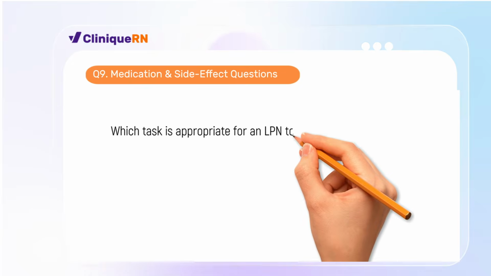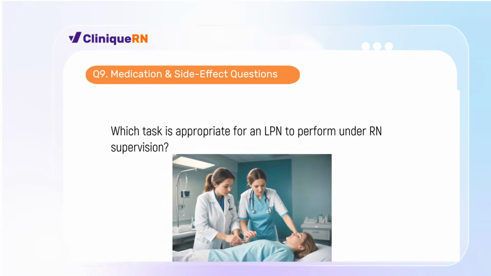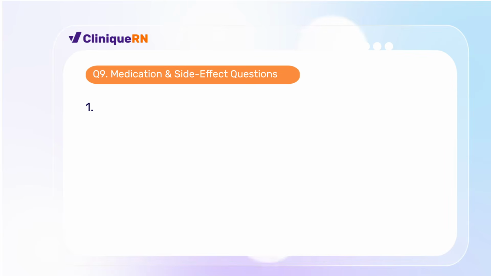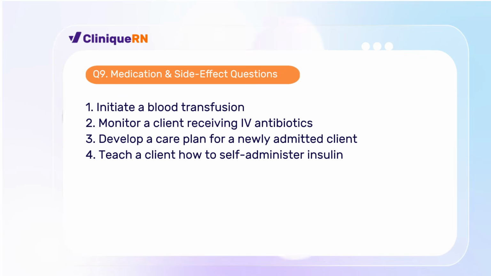Question 9. Which task is appropriate for an LPN to perform under RN supervision? 1. Initiate a blood transfusion. 2. Monitor a client receiving IV antibiotics. 3. Develop a care plan for a newly admitted client. 4. Teach a client how to self-administer insulin.